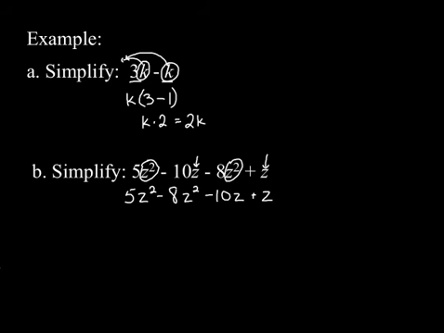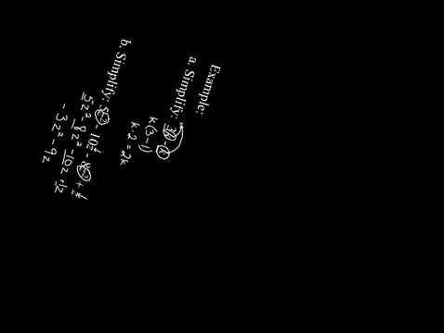So now when we actually combine these, you've got 5z squared minus 8z squared. You combine the coefficients and you get negative 3z squared. Notice the variable part does not change. They have to be the same to combine them, and it doesn't change in the answer. Here we have negative 10 plus, there's automatically a 1 in front of that. So negative 10 plus 1 is negative 9, and we have to keep the z. So negative 3z squared minus 9z is our answer on that one.